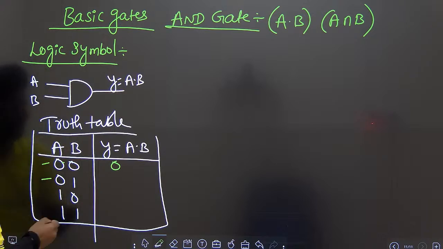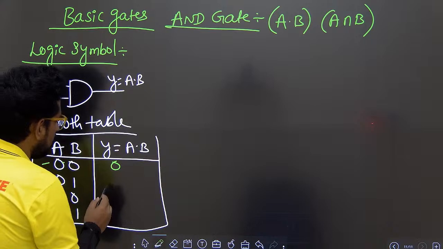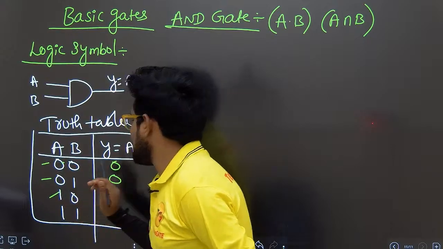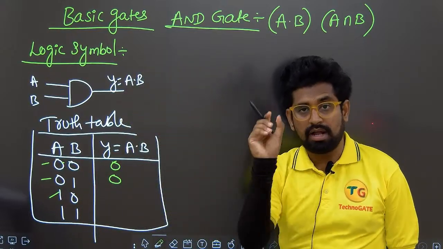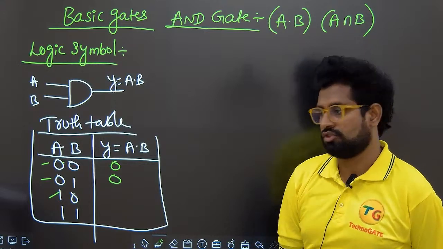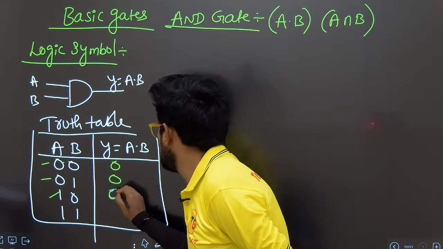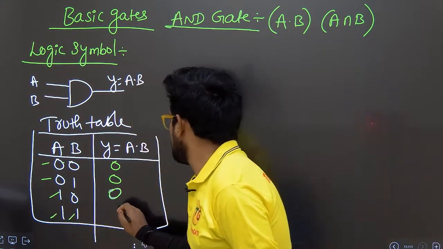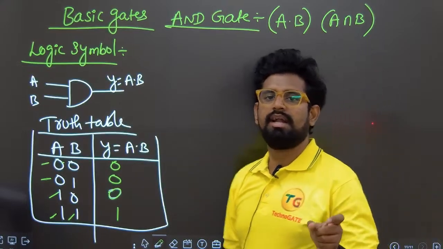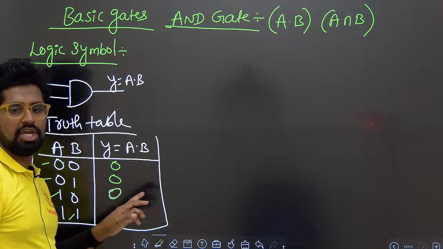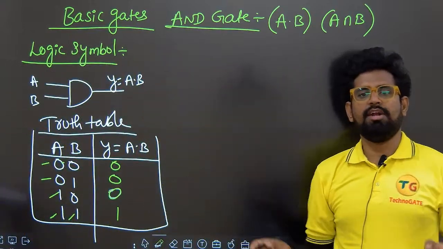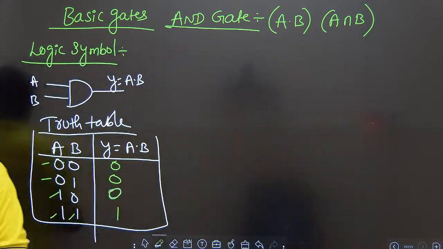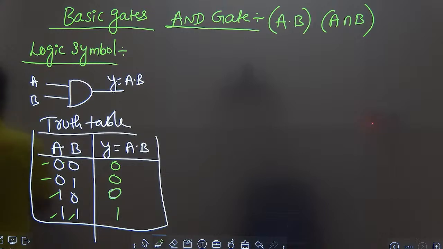Second day A is absent but B is present. Then also I don't take the class. Third day A is present but B is absent. I said that A and B both will come to the class, then only I will take the class. So then also I don't take the class. And the final day A and B both came, then I am going to take the class. Simply saying that A into B: 0 into 0, 0 into 1, 1 into 0, 1 into 1. So we are going to get this as the truth table. So this is the truth table of AND gate.